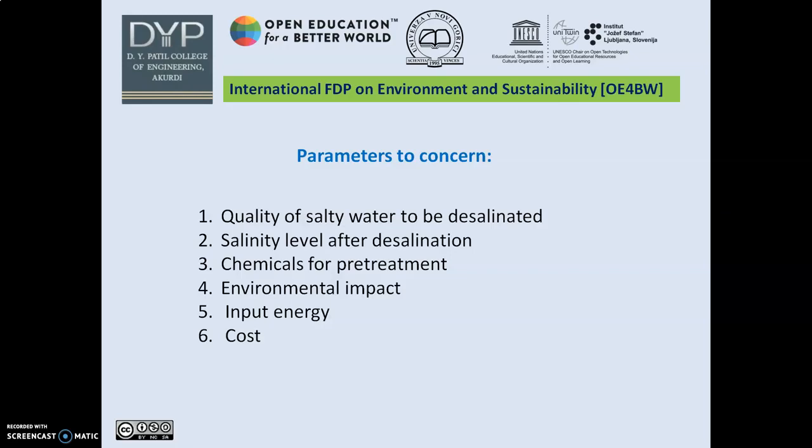So these are the parameters to be concerned about for RO technology. First, the quality of salty water to be desalinated must be taken care of. Next, salinity level after desalination must be assessed. What the different chemicals required for pre-treatment are needs to be noted. Then, environmental impact assessment must be done, and energy input and cost effectiveness of this technology need to be calculated prior to implementation.